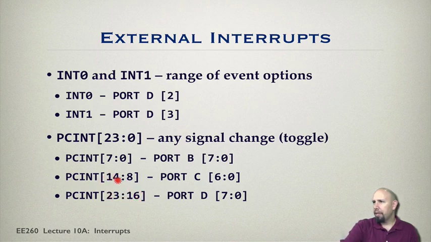And actually, PC int 14 is actually not in port C. PC int 14 is actually the reset. So actually in here, you have PC int 8 to 13. So basically, these PC ints are connected to port B, these PC ints are connected to port C, and these PC ints are connected to port D. So those are the pin change interrupt connections. That's physically where they connect.